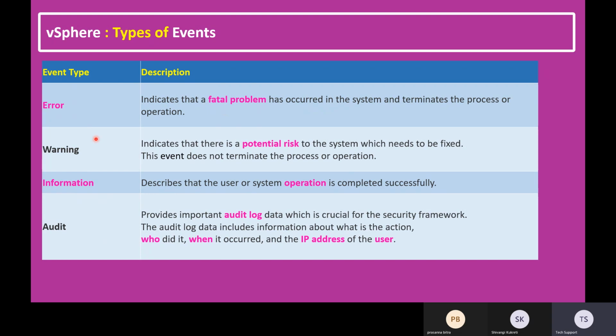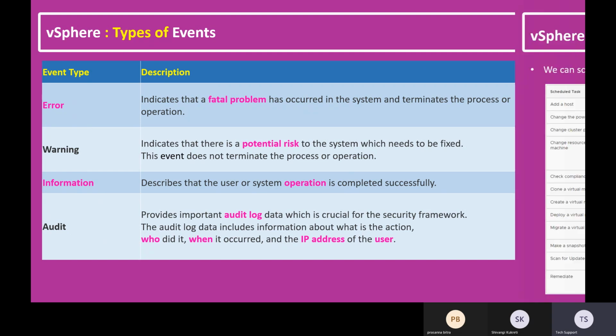Okay, if you want to find out the root cause and when it happened, that information we will find from an audit log. So this is about the types of events and also the information we'll find in a task console. Now let's talk about another vSphere concept, which is scheduled tasks.